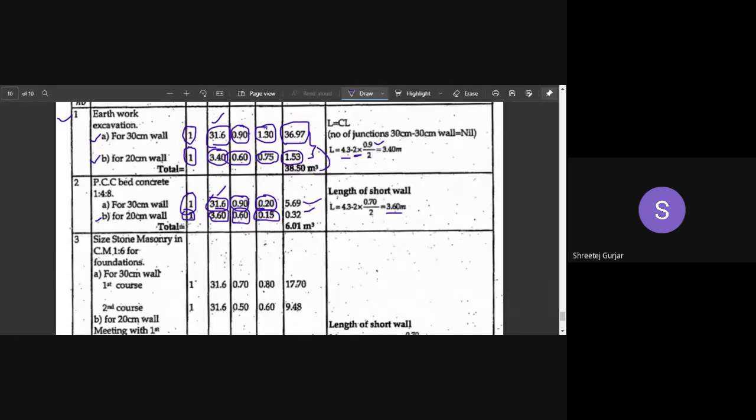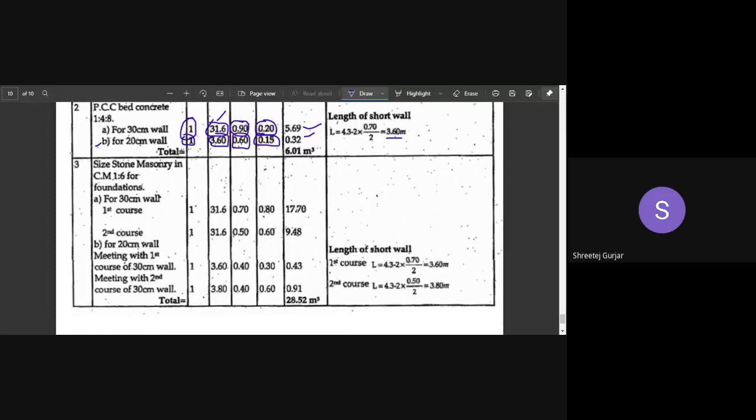So the last item of work that we need to calculate is side stone masonry in cement mortar 1:6, for foundation. So first thing that you need to do is, for 30 centimeter wall, we will calculate separately. We can see in section that your 30 centimeter wall has two steps, right? So coming to your first step, number is always one. Width of the step, you can see in the figure, it is 0.7, and the depth of your step you can see it is 0.8.